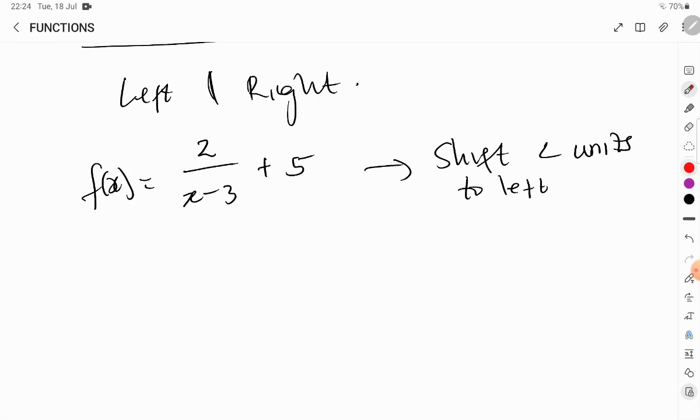So one thing that you should note every single time is if you are shifting to the left, you are always adding. You do the opposite, you add. A shift to the left, you add. So we are shifting 2 units to the left.